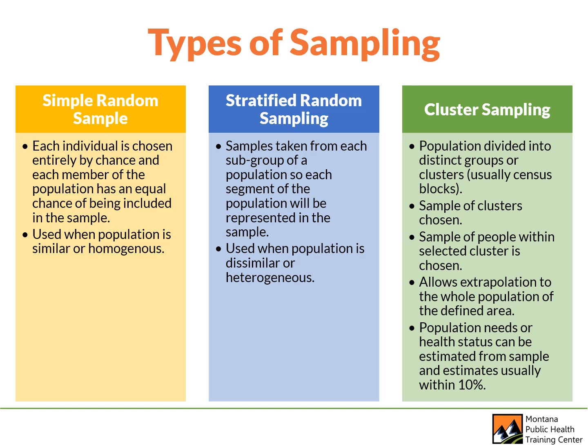And then there's cluster sampling. This is when a population is divided into distinct groups or clusters, and this is usually census blocks. And then we take a sample of those clusters or census blocks, and then another sample of people within those sample blocks or clusters is chosen. This can also allow extrapolation to the whole population of the defined area, and population needs or health status can be estimated from the sample as well.